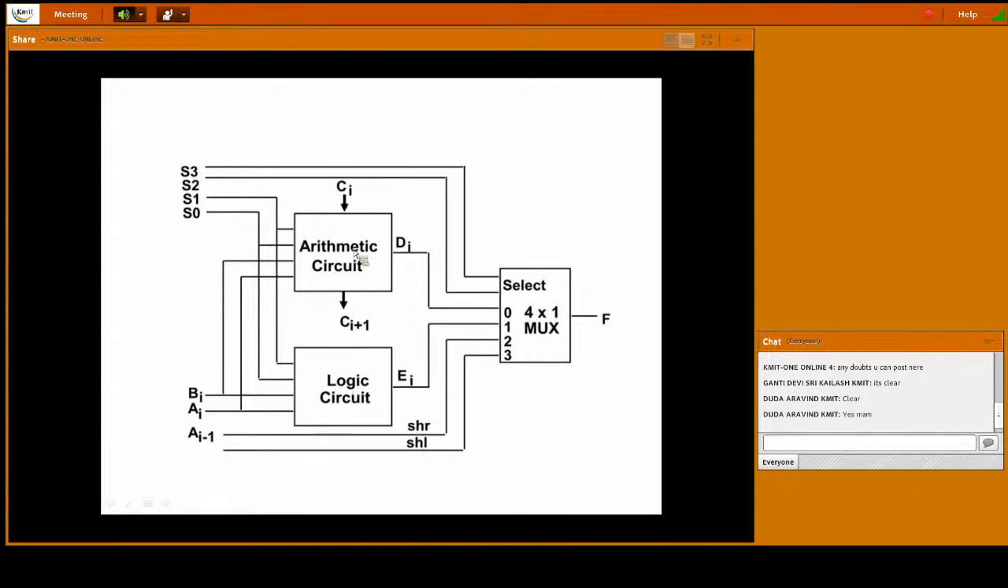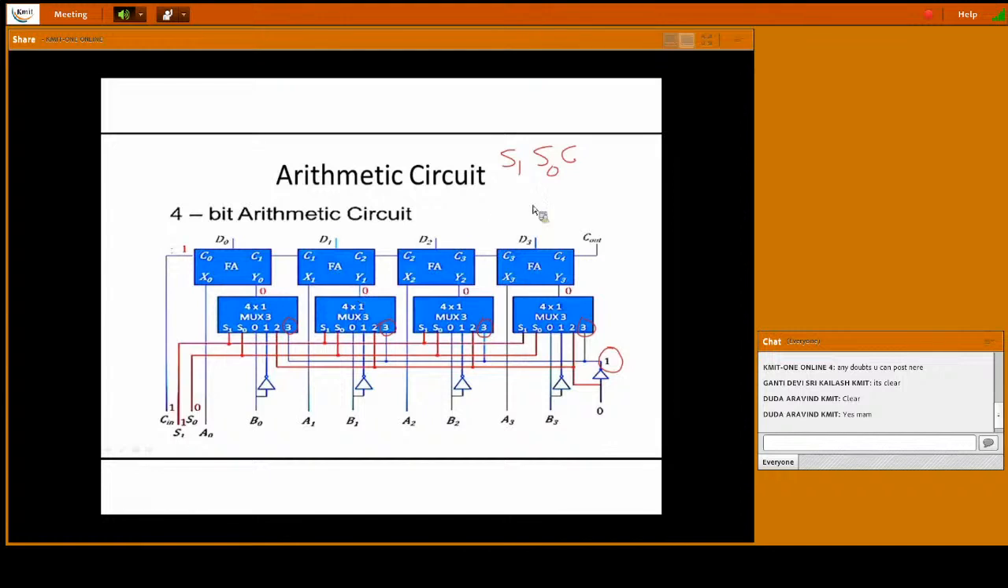So, one stage of arithmetic is required, one unit of logic is required. This complete thing is known as one stage. Now, you should know what the inputs to be provided for these two circuits are. When you see this arithmetic circuit, I hope you remember it from the previous classes. Using this circuit, you can implement your arithmetic micro operations.